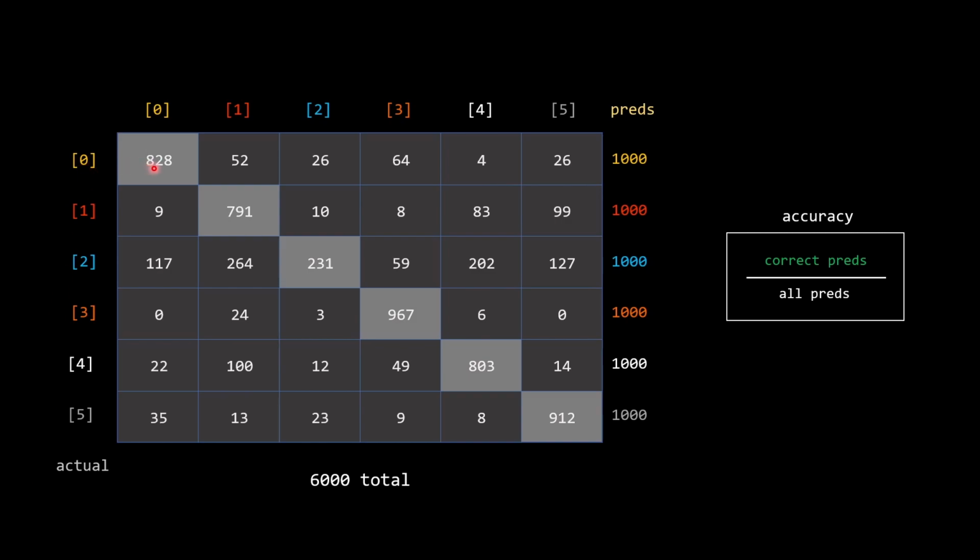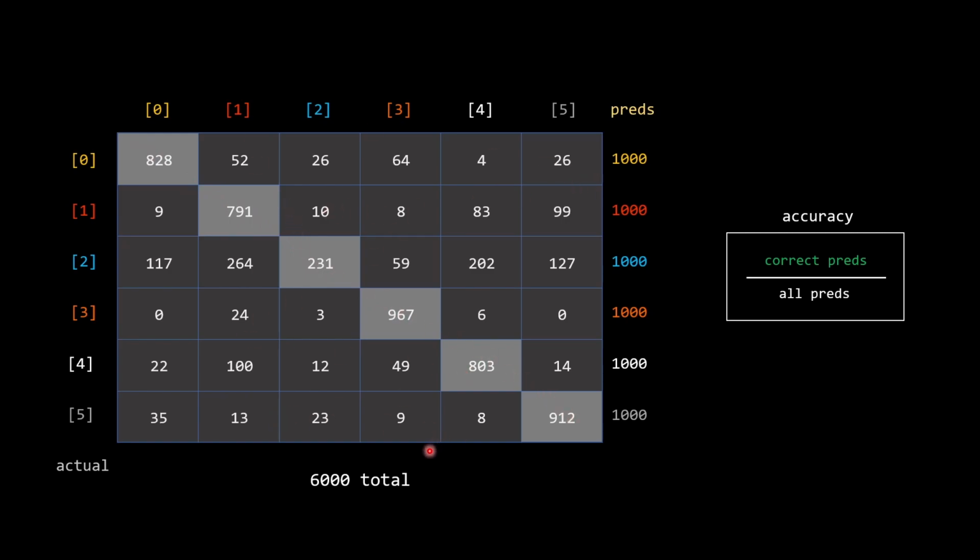Actual Lambo, correctly predicted as Lambo. Actual Rari, correctly predicted as Rari. Actual Bugatti, correctly predicted as Bugatti, and so on and so forth. Now, given this, right away you can see that accuracy will typically be large if the values in these diagonals are much larger than the remaining.